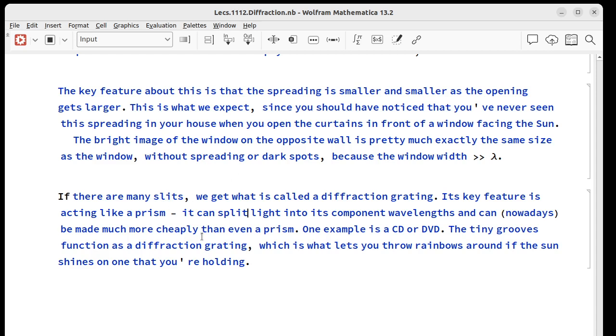If we put a bunch of slits together, we get a diffraction grating. What this does is it acts like a prism, and it can split light into its component pieces, and we can make it much more cheaply than we could even make a prism, which is just a cheap piece of glass or plastic. One example of this is a CD or a DVD. There are tiny, tiny little grooves in it that are not huge on the scale of the wavelength of light, and this is what lets you point it at the sun and you get rainbows reflecting off of it that you can point around the room. It's because it's a diffraction grating.